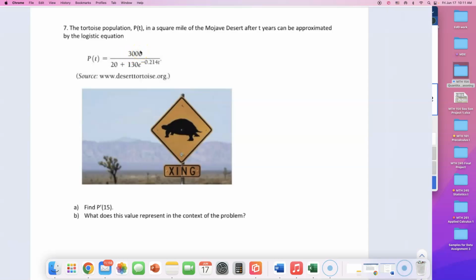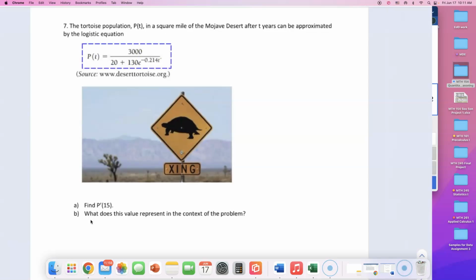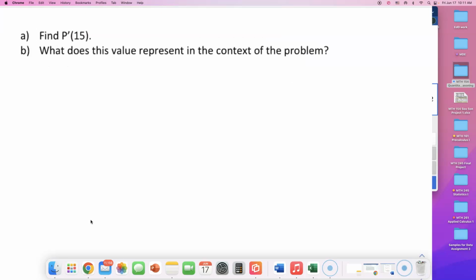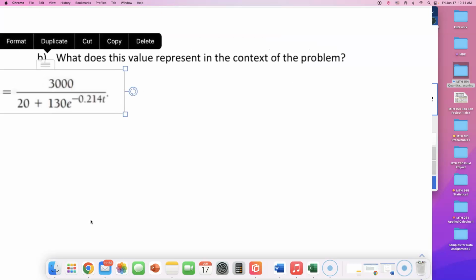Okay, so what are we doing? They want us to find P prime of 15. So T stands for years, right? So we're finding something that has to do with 15 years from now. All right, let's find this. And then part B is asking us to interpret this in the context of the problem. So let me copy this down here so that we can find the answer first, and then we'll talk about what that number means to these turtles, okay?